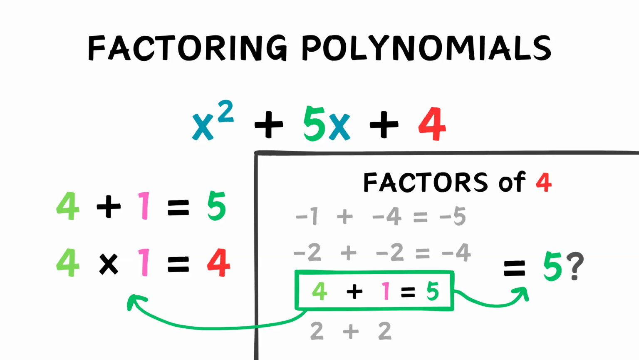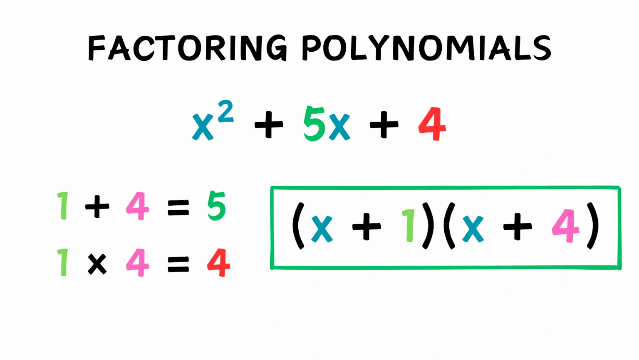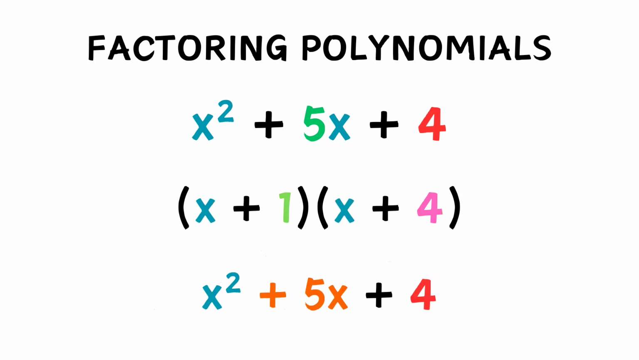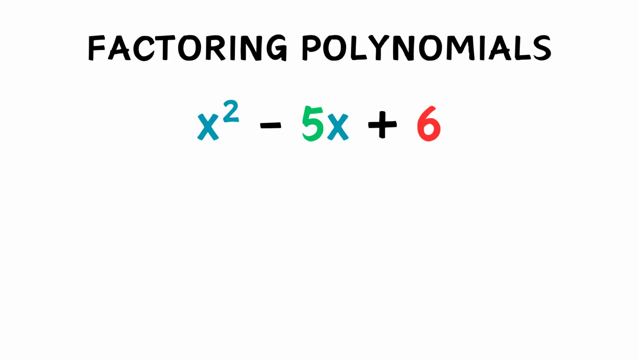1 plus 4 is the same as 4 plus 1, and 1 times 4 is the same as 4 times 1. So the factored polynomial would be (x plus 1) times (x plus 4), or (x plus 4) times (x plus 1). We can expand this, and after combining like terms, we see that we get the same answer. Thus, we factored correctly. Let's try another one.